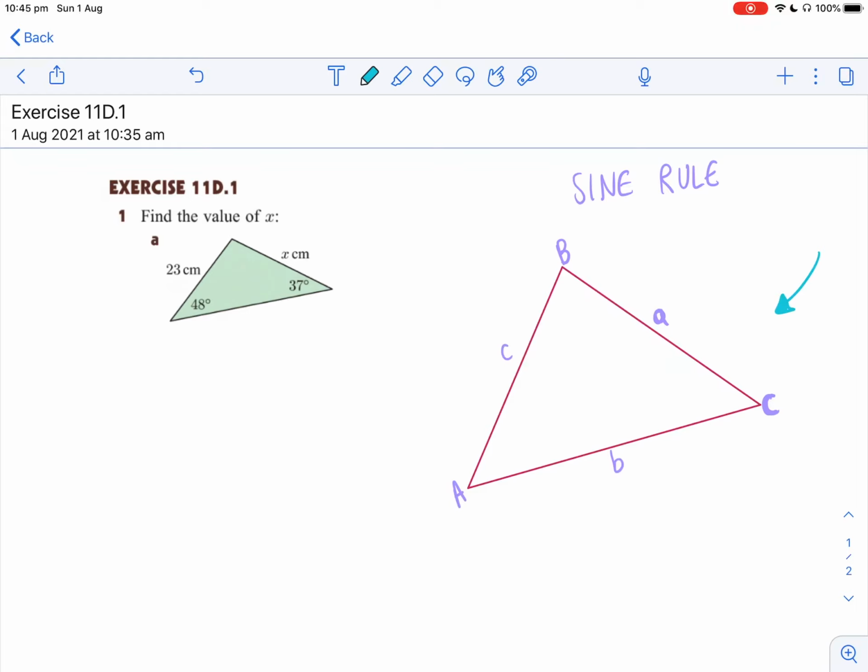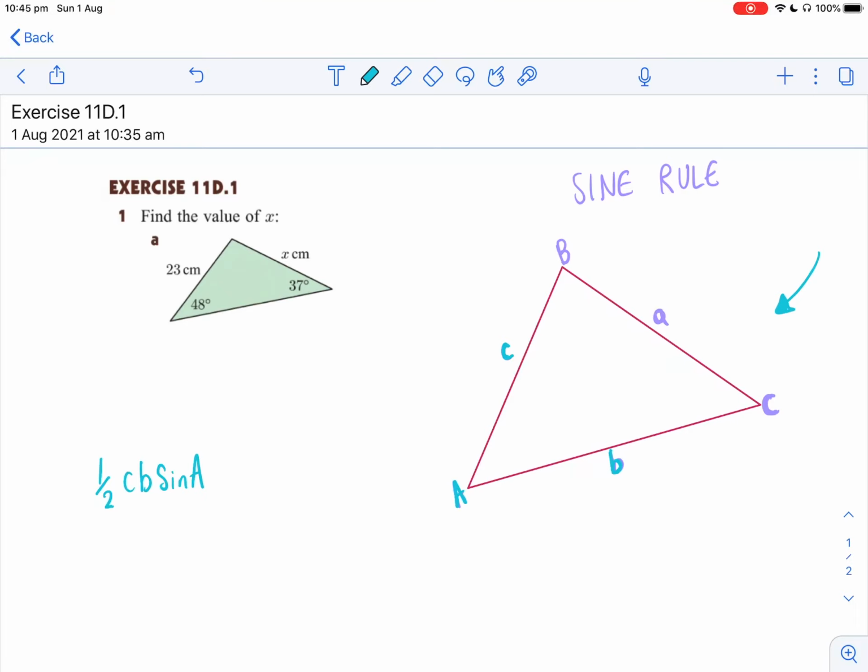So if I wanted to find the area of this triangle, I could do it a few ways. If I knew this side length C and this side length B and this angle, I could use the formula that we used at the start of this chapter. So it would be half C times B times sine A.